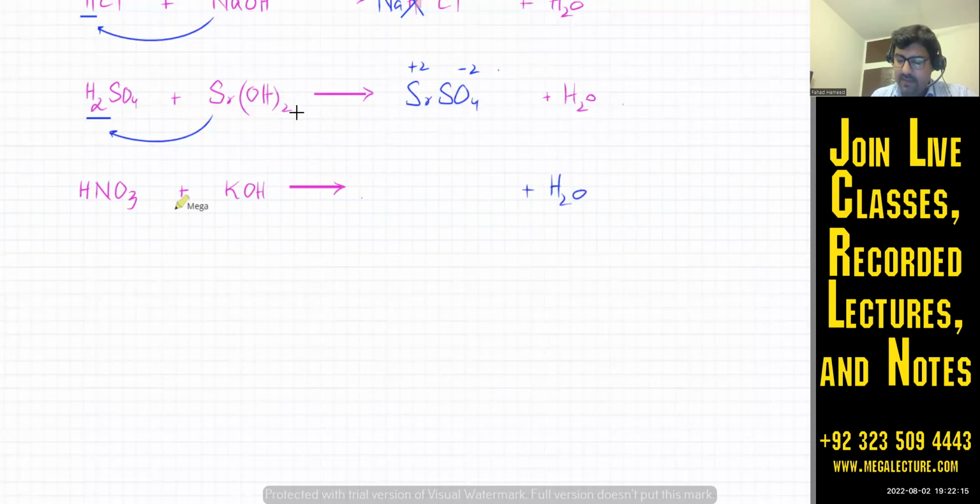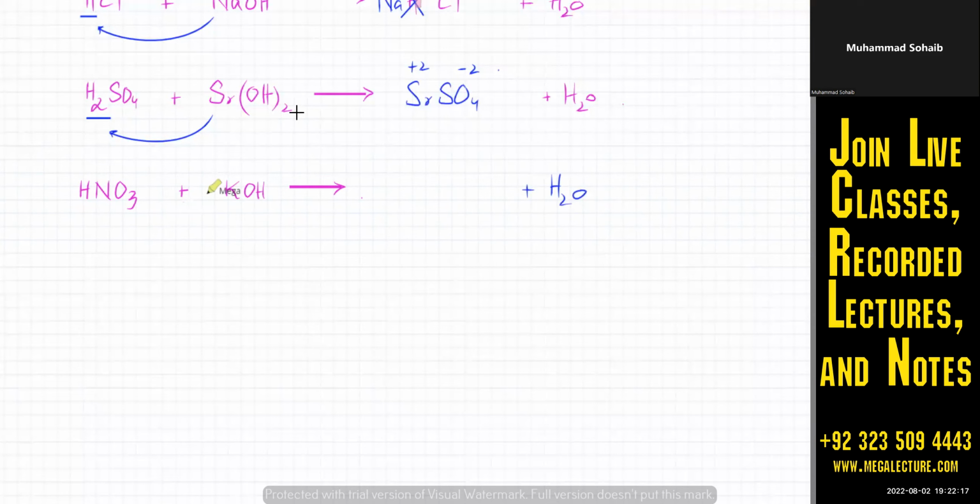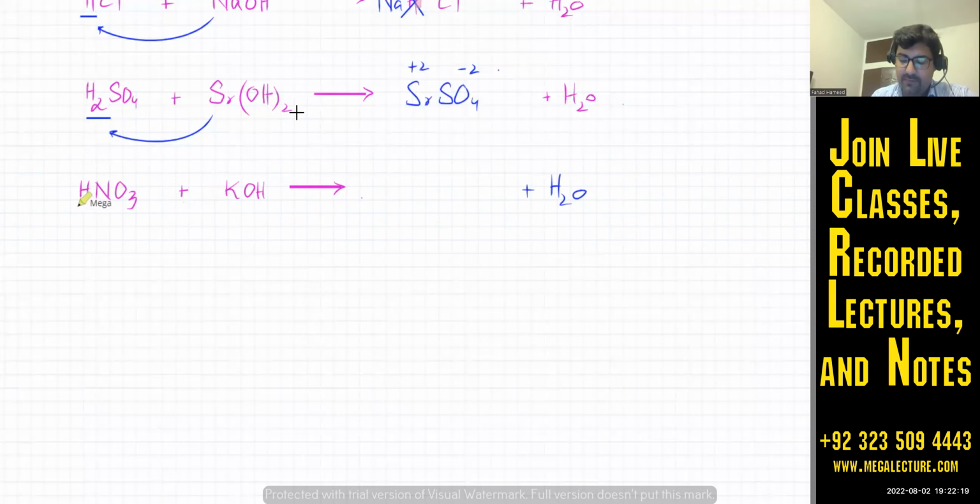And a salt, potassium nitrate, is going to be produced. The way I told you to figure out the formula of the salt is to get rid of the H in the acid and put the potassium in its place. The potassium will come in place of H. So instead of HNO3, it's going to be KNO3. K is +1, and NO3, if you look at the table, has a charge of -1. So it's going to be 1, 1, which means it's just KNO3.